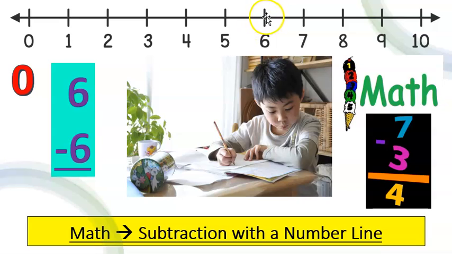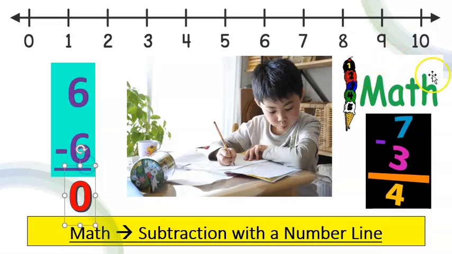Watch Mr. Begay. Keep your eyes on the number line. Here we go. Count with me. We start at 6. 1, 2, 3, 4, 5, 6. So what's our answer, boys and girls? 0. So let's get 0 and let's insert that at the bottom, okay? Because that's our answer. 6 minus 6 equals 0.